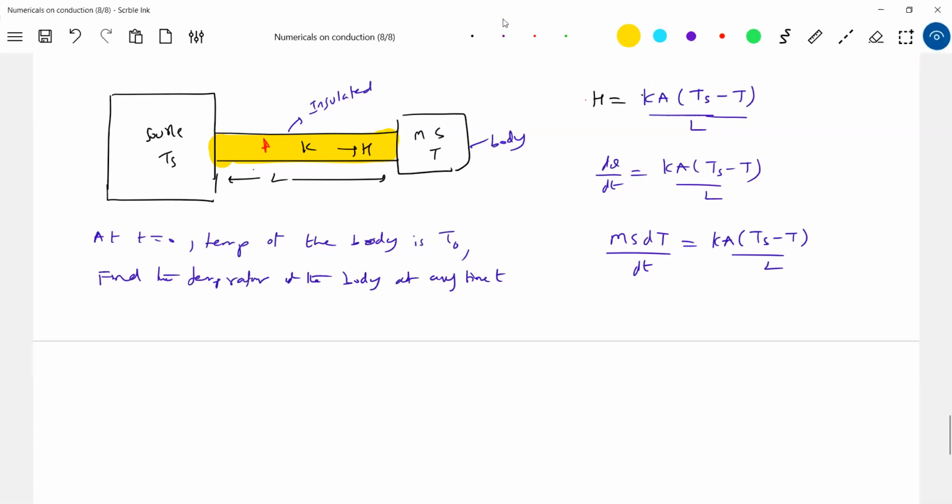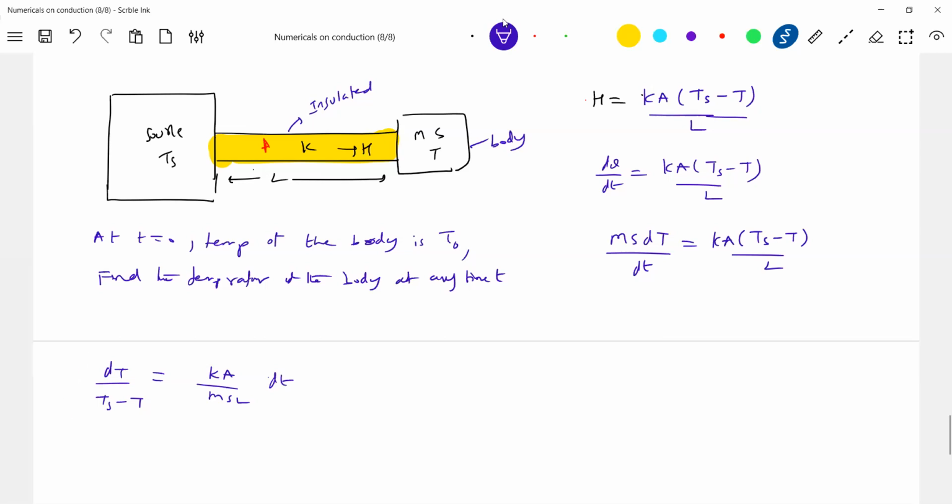Who will supply heat to the body? The source. Through what? Through the rod. The heat will flow through the rod. Please try to imagine, this is very important. Almost around 30 numericals are there based on this idea. Not 1, 2, 30. Okay, now let me go for it. So dT over (Ts minus T) is equal to KA over MSL into dt.